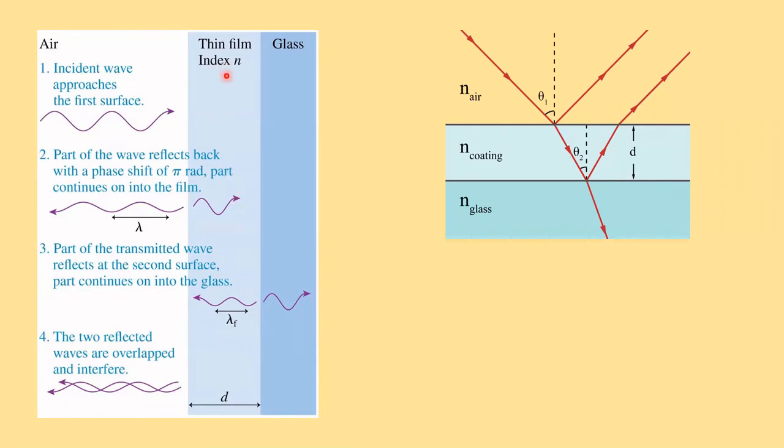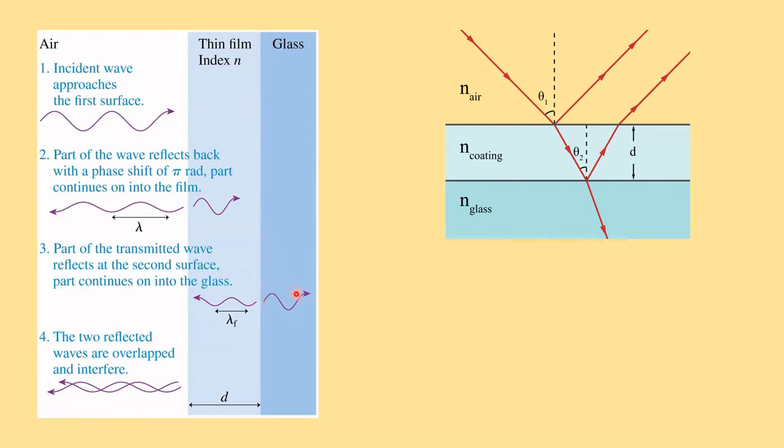I neglected to mention this: the manufacturer will deposit a very thin coating of some special chemical on the surface of the glass. And we're going to assume, as your book does, that the index of refraction of the glass is even higher than the index of refraction of the coating. So the values of these indices in order go air, then the coating's higher, and then glass is even higher, something like 1.5. So that means you get a second reflection here with a phase shift of pi.